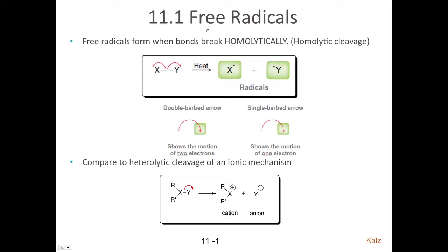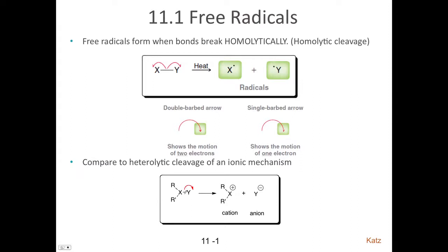Let's just talk about some radicals. All right, here we go. So free radicals form when bonds break homolytically, using homolytic cleavage. Okay, so what does that mean? Most of the stuff that we've talked about before is a heterolytic cleavage of bonds, right? Where the entire pair of electrons goes to one partner.